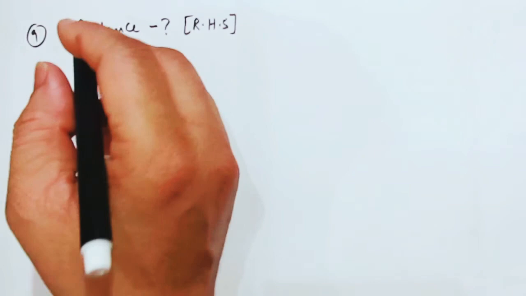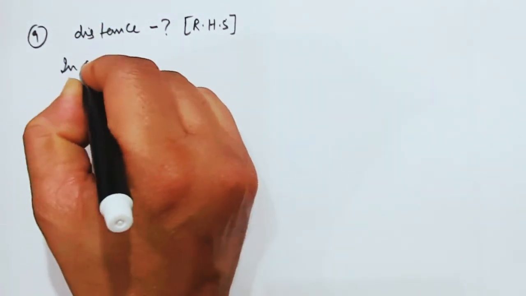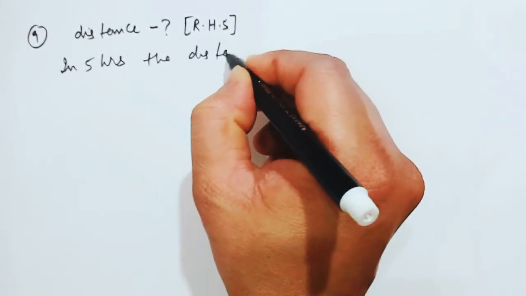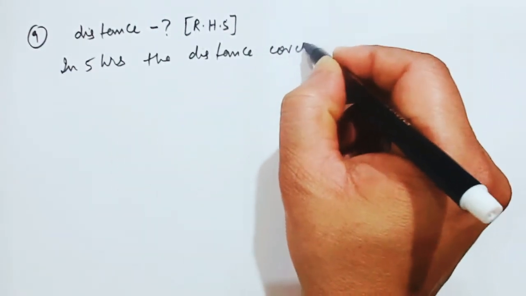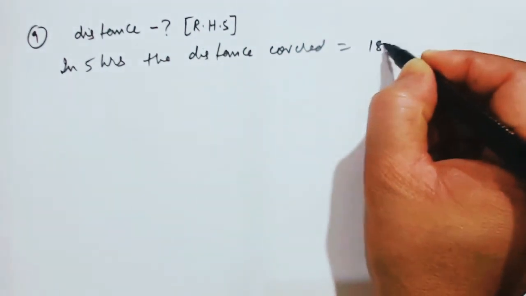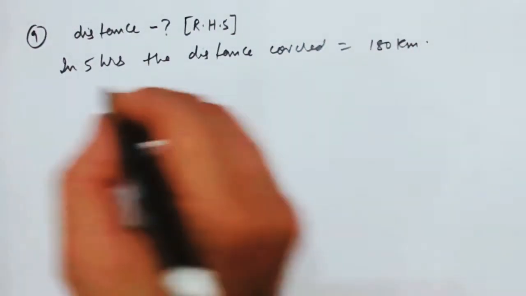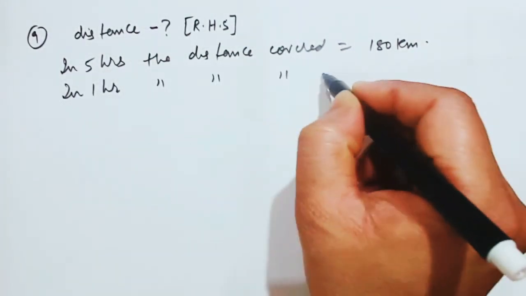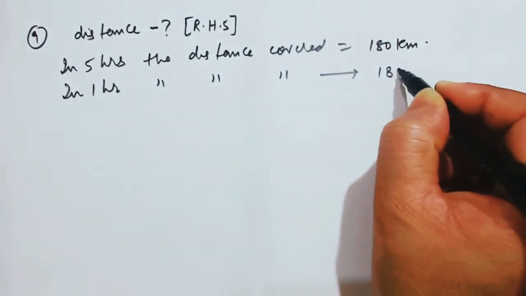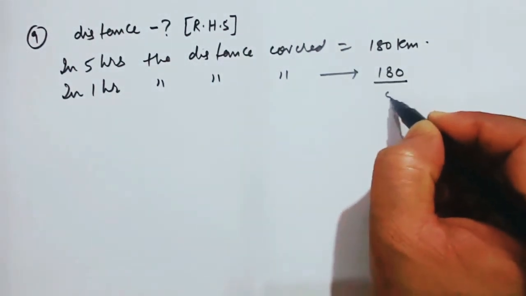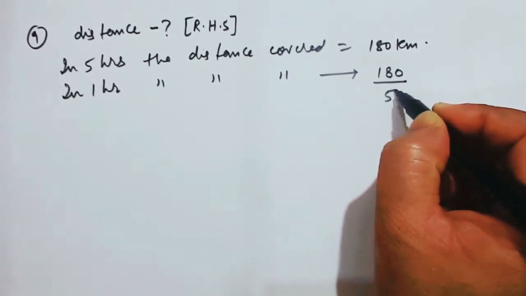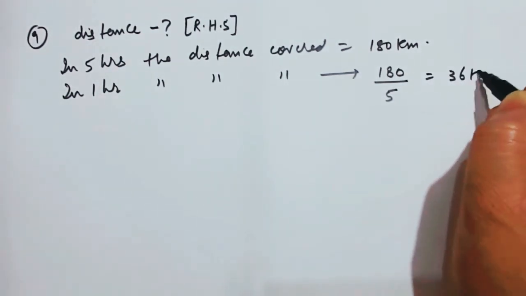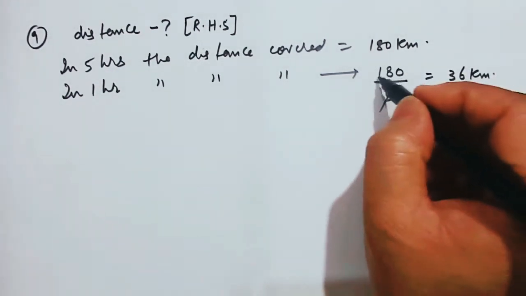So here we have in 5 hours, the distance covered is equal to 180 kilometers. So in 1 hour, the distance covered will be how much? Will be less. So when it is less, divide it. When it is more, multiply it. So when you cancel this, you will get 36 kilometers.